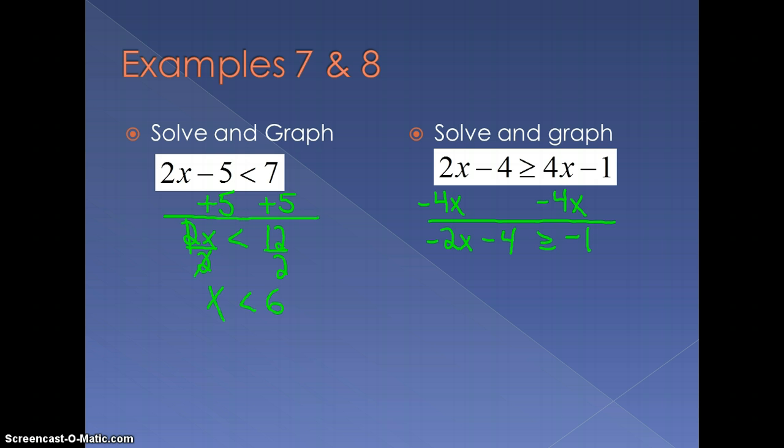I have to add 4 to both sides. The inverse of subtracting 4 is adding 4. I get -2x is greater than or equal to 3.